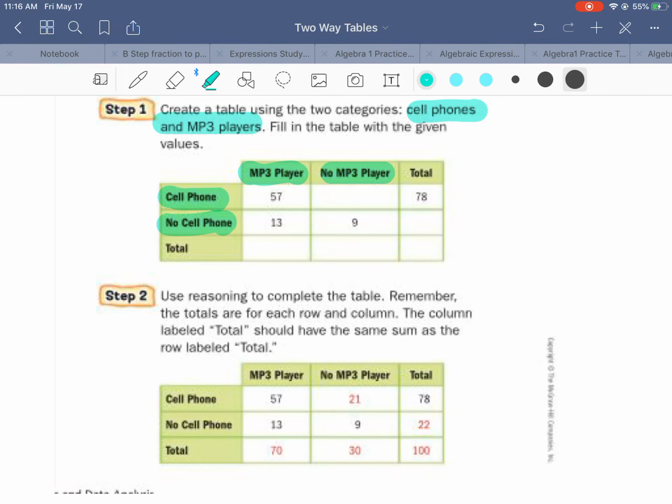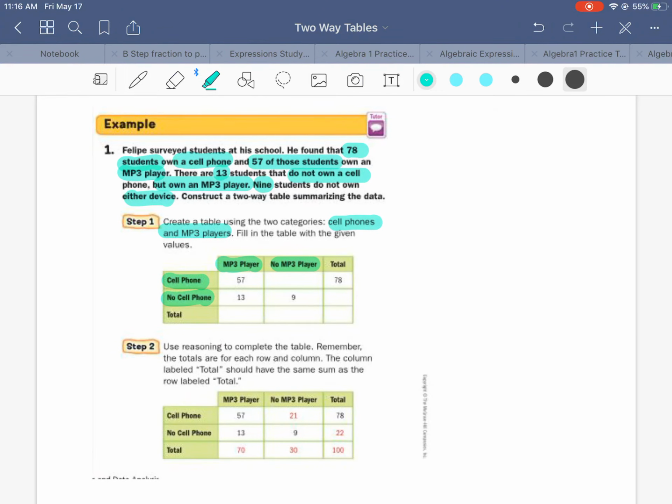So to do this, you would say, okay, you've got 78 students that own a cell phone, and out of those 78 students, 57 also have an MP3 player. So if there were 78 students total, 78 minus 57 is 21. So 21, I guess that's down here, 21 have no MP3 player. 13 out of the 78 do not, 70 total students with MP3 players. So we found out that 13 have an MP3 but no cell phone. So that makes 70 students total with MP3s and 30 with no MP3s, which gives us 100 total students, okay? And with no cell phone, we have 22.